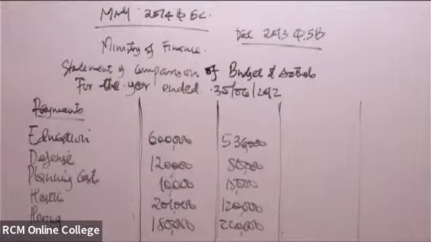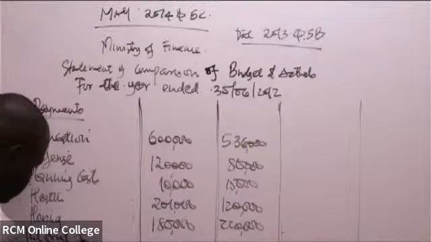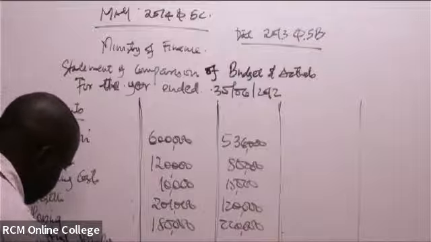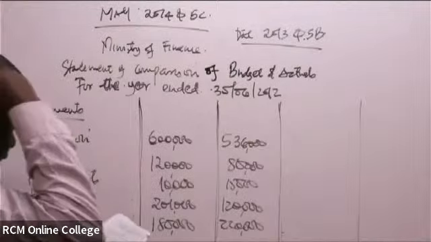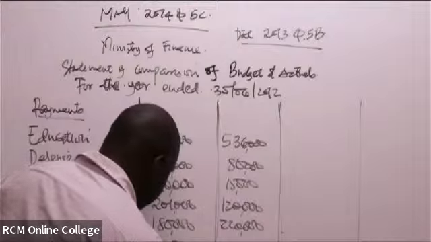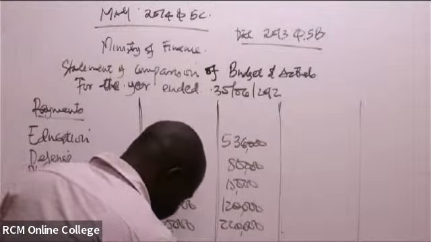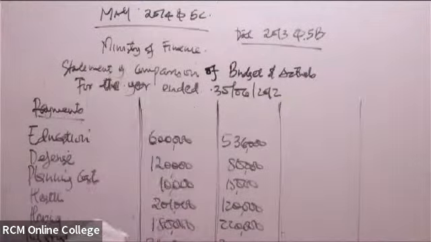Then we have in this case internal security. They were anticipating they would likely end up having to spend 240 billion. But in this case, they actually spent 300 billion. They actually spent 300 billion.